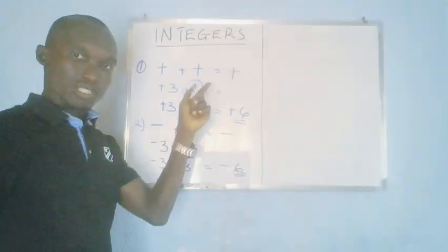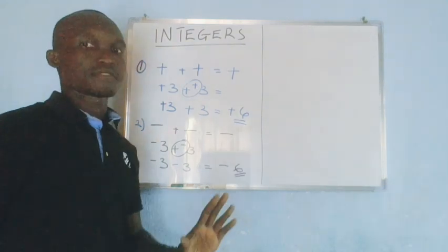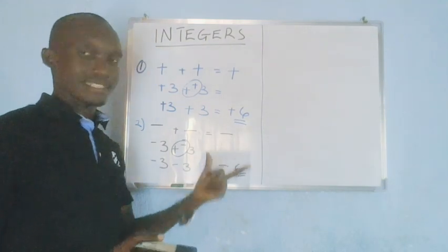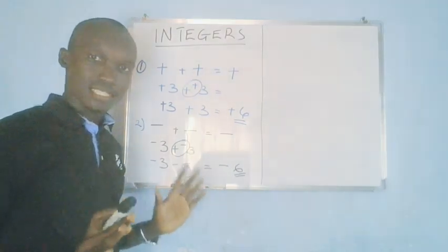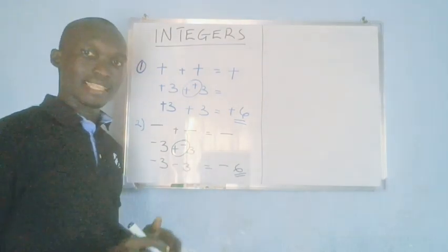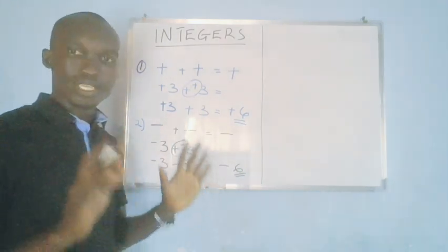A positive plus positive equals positive, and negative plus negative equals negative. These are the only two that keep their signs. The rest, they don't keep their sign. They depend on the number which is bigger, either the positive or the negative. The higher one, the bigger one will always take the sign.